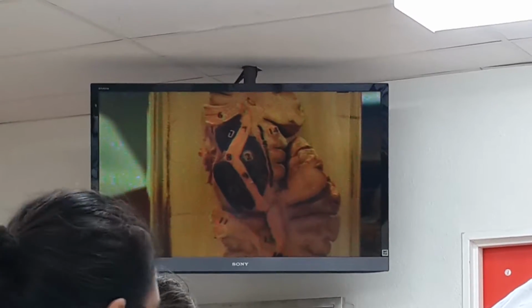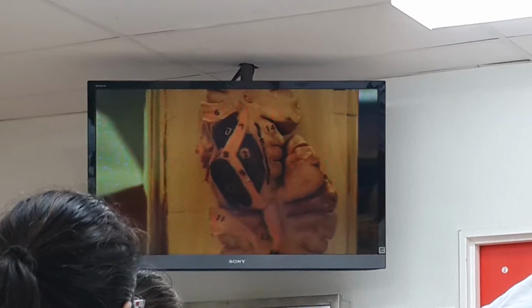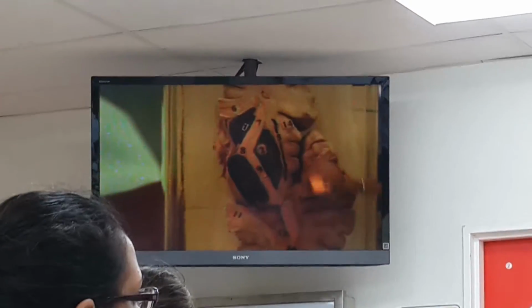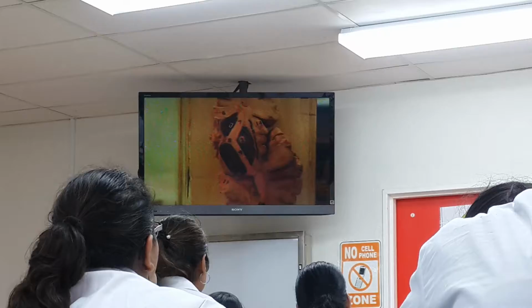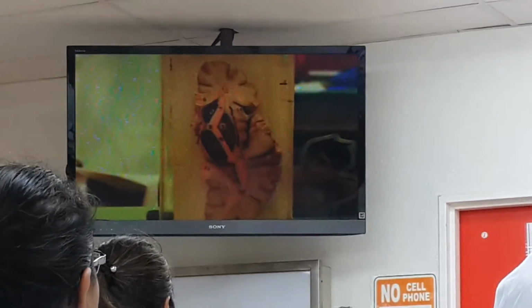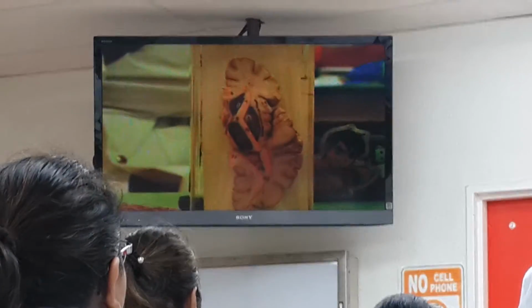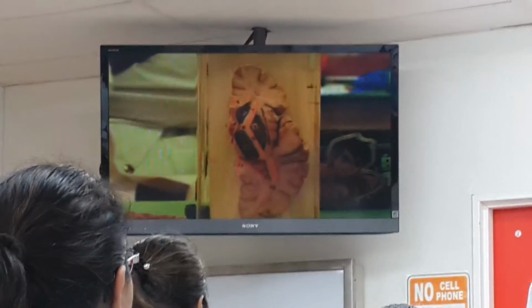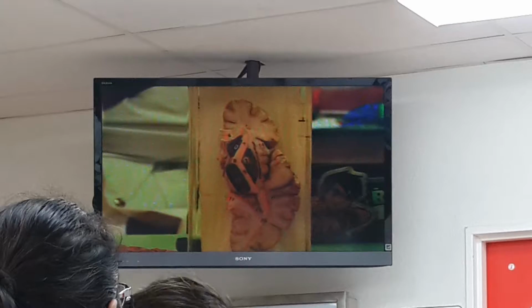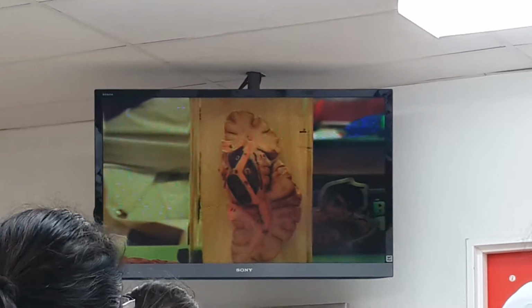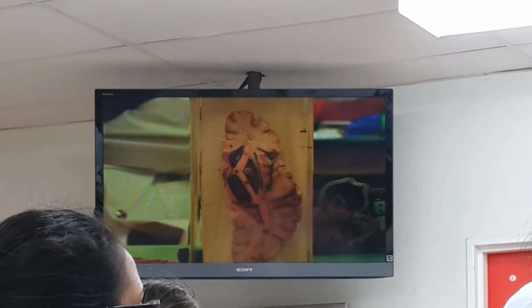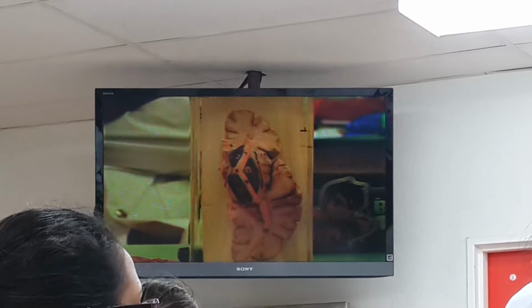Next is the basal nuclei. You know, the basal nuclei are inside the white matter of the cerebrum, right? A mass of gray matter inside the white matter of the cerebrum. Mainly there are 4 parts: caudate nucleus, lentiform nucleus, amygdaloid nucleus, and claustrum. These are the main 4 parts of the basal nuclei inside the white matter of the cerebrum.